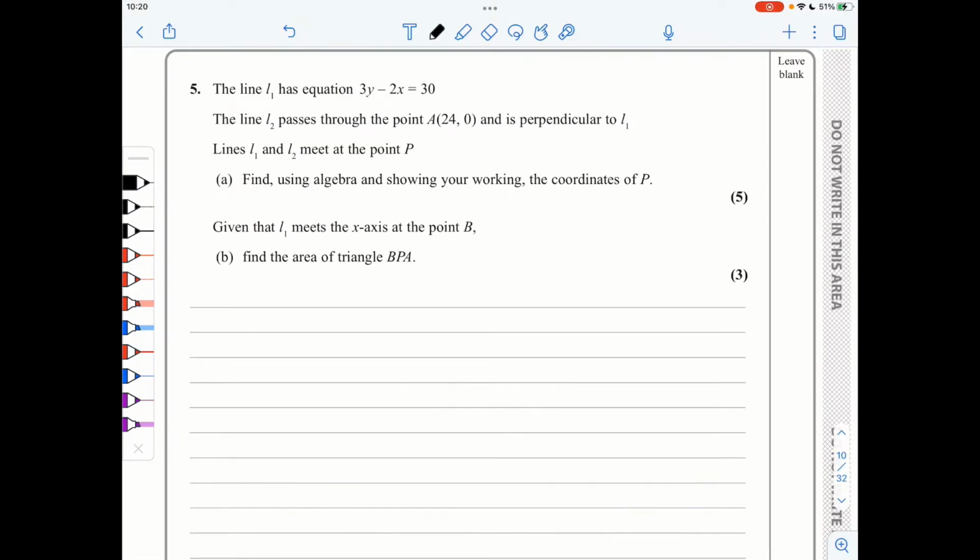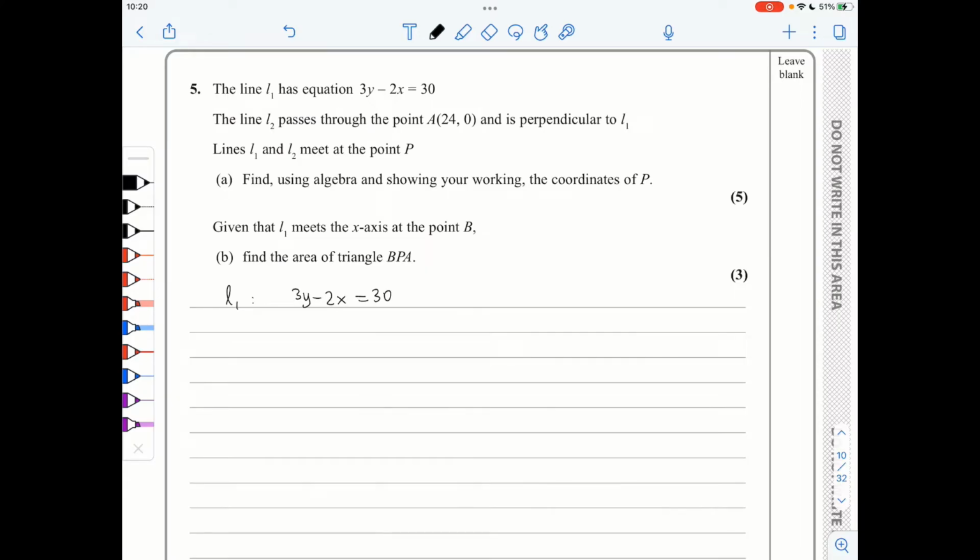Question 5, it's the line with equation 3y minus 2x is 30. Now we've got the second line, it passes through the point A, 24, 0, and is perpendicular to L1. And the two lines meet at point P, and we need to find the coordinates of P. I will actually start with L1. The equation is 3y minus 2x is 30.